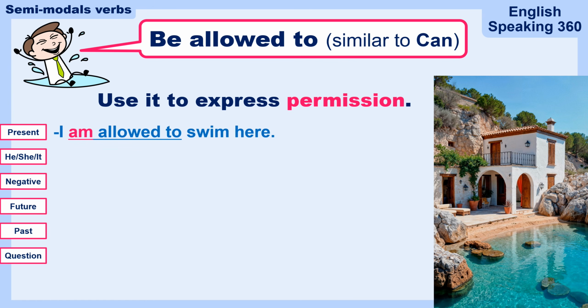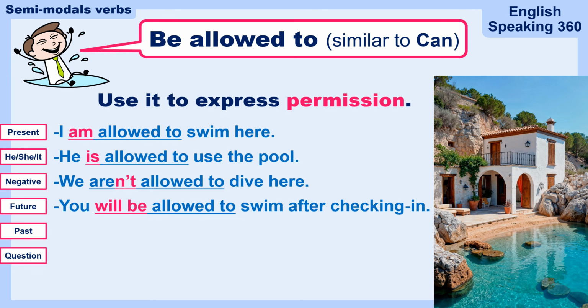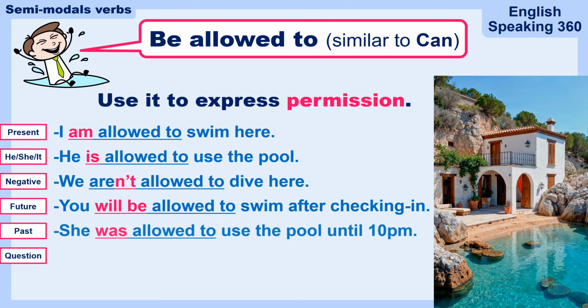How about the third person? He is allowed to use the pool. Negative. We are not allowed to dive here. We aren't allowed to dive here. Future. You will be allowed to swim after checking in. Past. She was allowed to use the pool until 10 p.m.